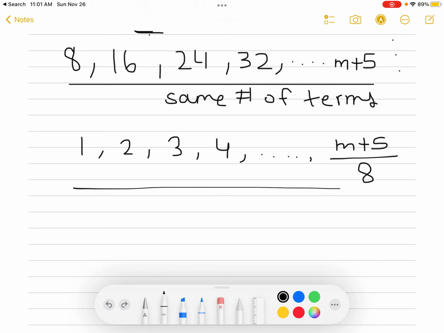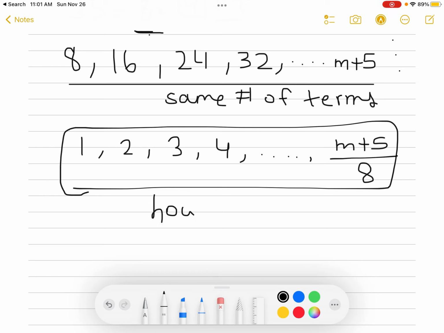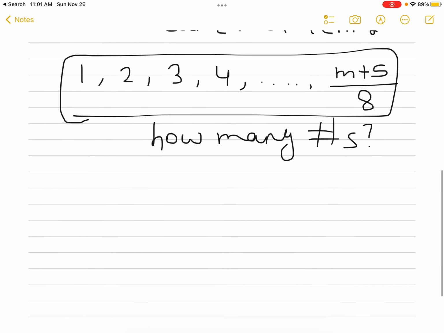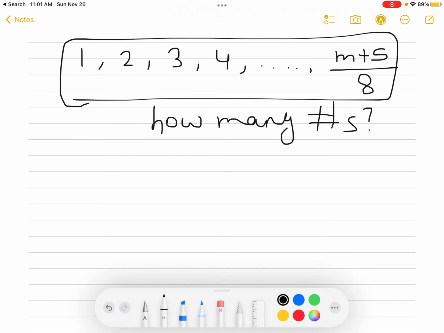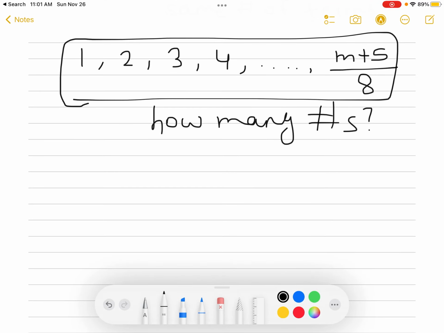Now we can just count the number of terms here. So how many terms are in this sequence? Well, there are m plus 5 divided by 8 terms. Because the number of terms in a positive integer sequence starting from 1, like the number of terms in the sequence 1, 2, 3, 4, 5, is just going to be the value of the last term, which is 5. There are 5 terms in the sequence 1, 2, 3, 4, 5.